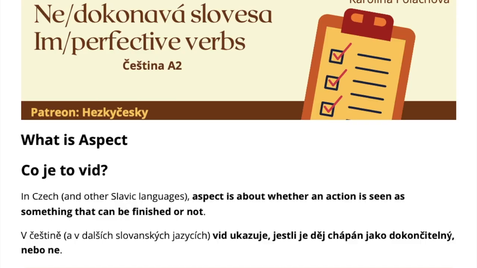Dokonavá a nedokonavá slovesa. Perfective and imperfective verbs. Let's start with what is aspect.